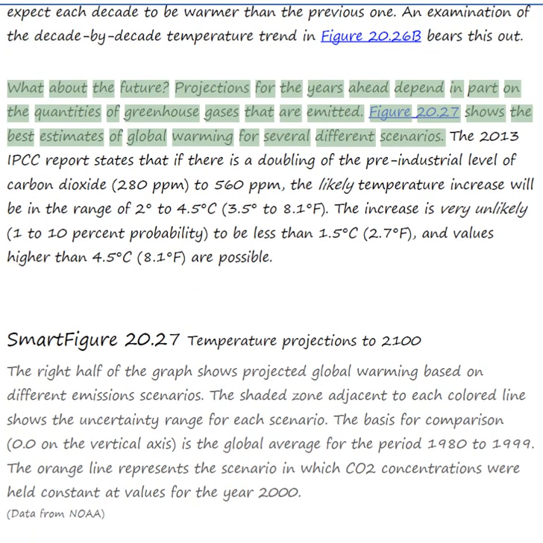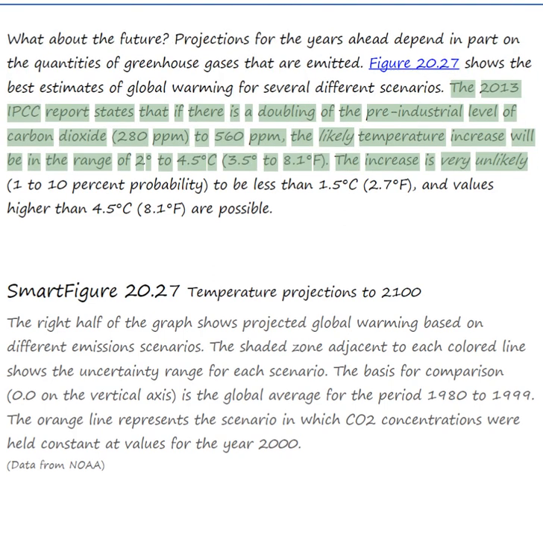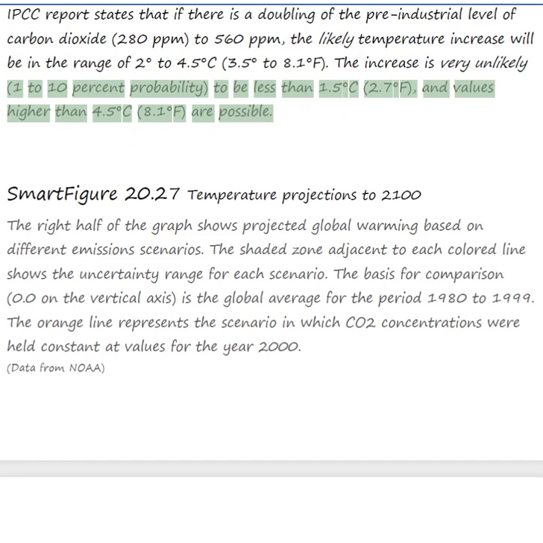What about the future? Projections for the years ahead depend in part on the quantities of greenhouse gases that are emitted. Figure 20.27 shows the best estimates of global warming for several different scenarios. The 2013 IPCC report states that if there is a doubling of the pre-industrial level of carbon dioxide to 560 ppm, the likely temperature increase will be in the range of 2 degrees to 4.5 degrees Celsius. The increase is very unlikely to be less than 1.5 degrees Celsius, and values higher than 4.5 degrees Celsius are possible.